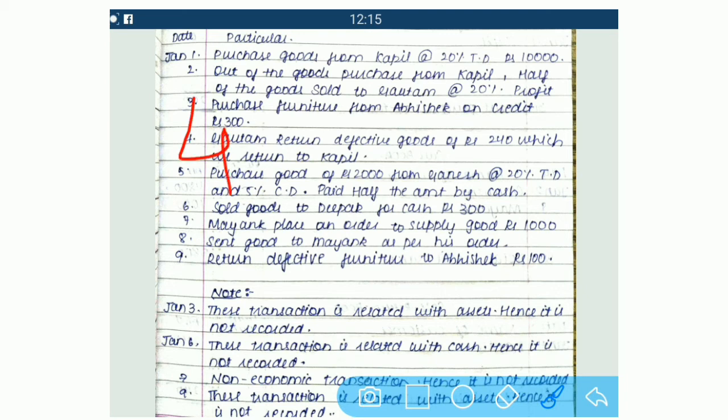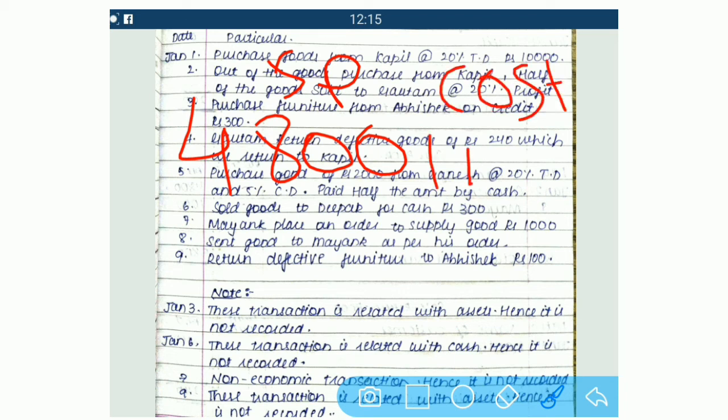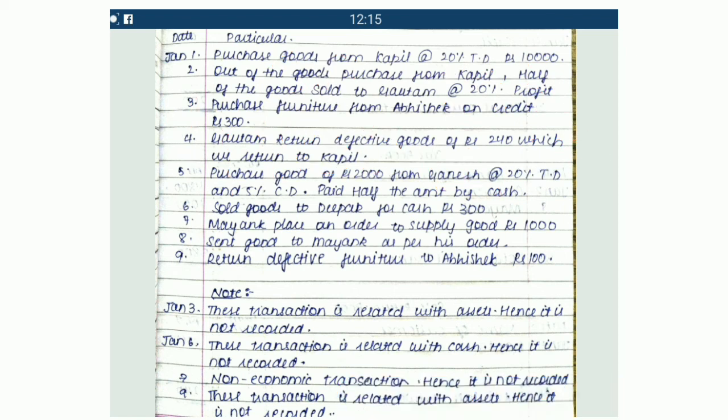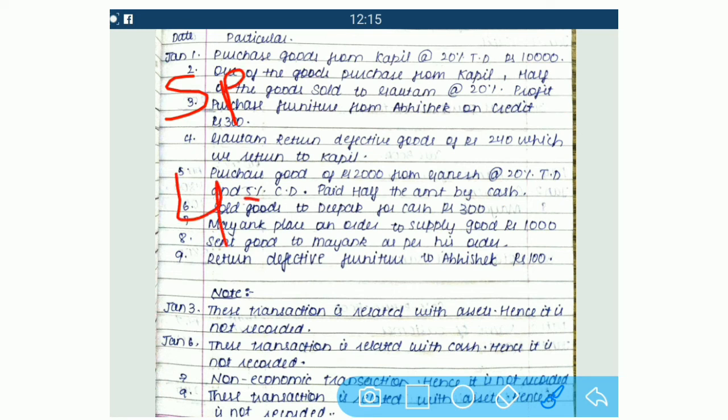Now see, we have sold goods to Gautam at the selling price of rupees 4,800. At that time, the cost of the goods was rupees 4,000. Okay, again repeating, we have sold goods to Gautam at the selling price of rupees 4,800. At that time, the cost of the product was rupees 4,000.